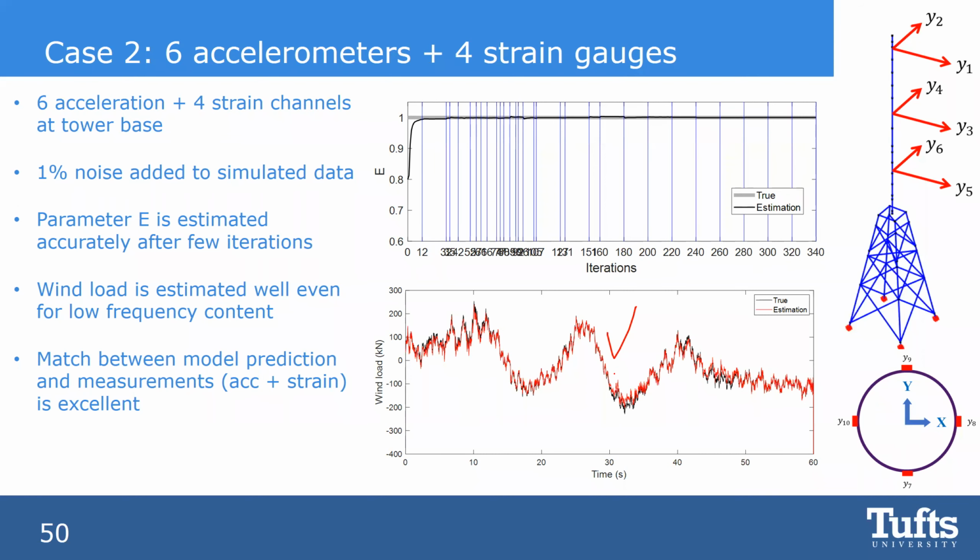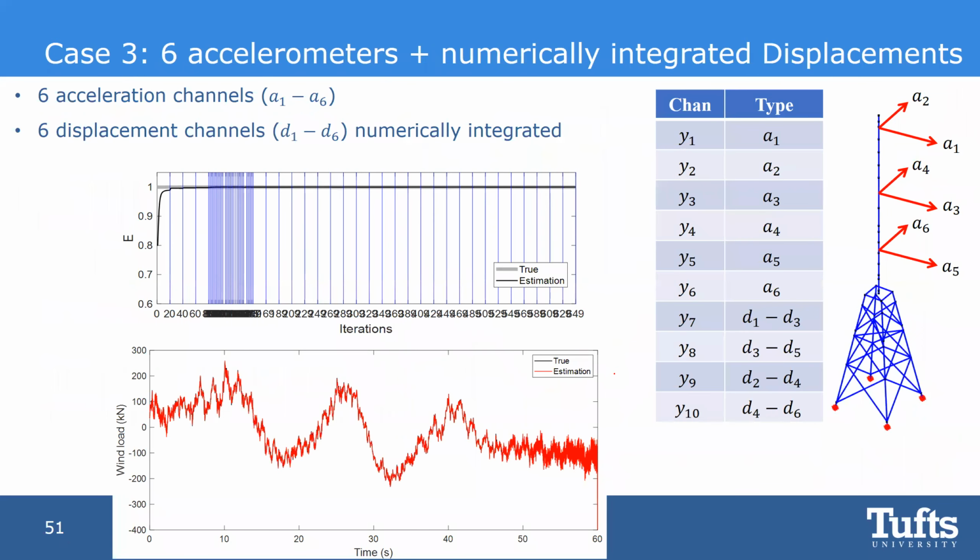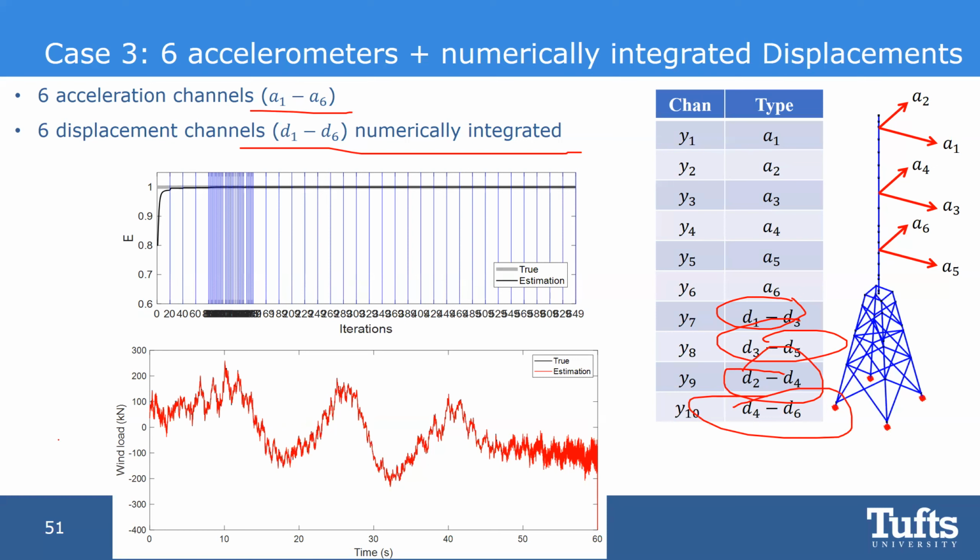And then the thing that I liked here, at least in the numerical example, is if we look at the acceleration, and then I look at the displacements that are numerically integrated, but not the absolute values of them, the difference of the adjacent channels. The differences work well. And then I can get the wind load pretty accurately, as good as the strain.